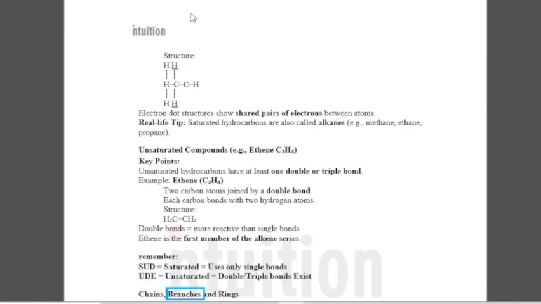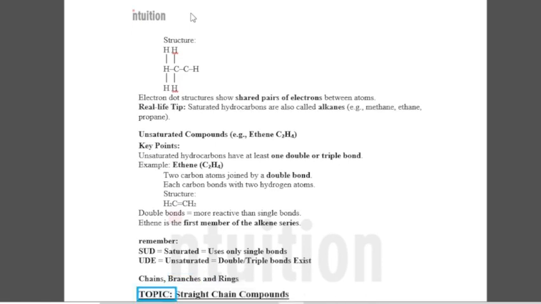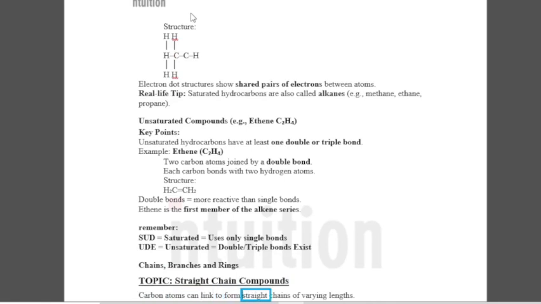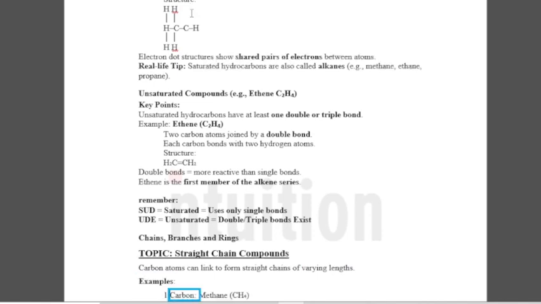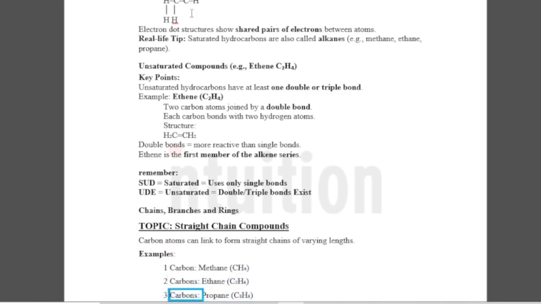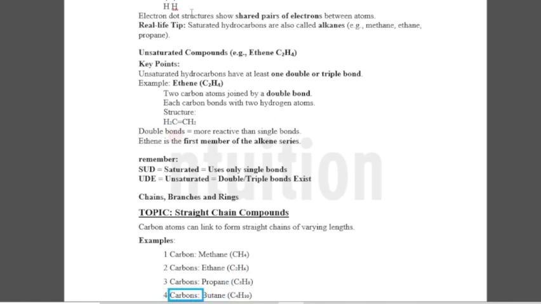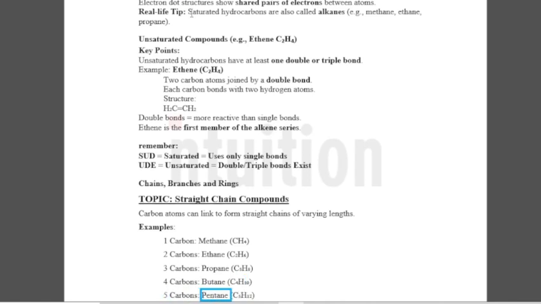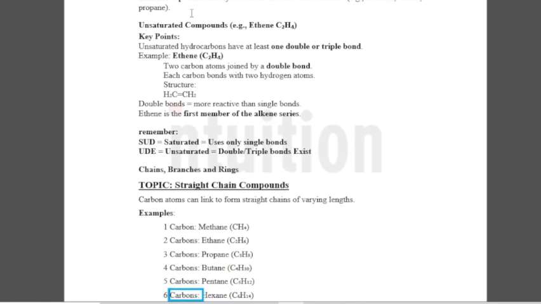Chains, branches and rings. Topic: straight chain compounds. Carbon atoms can link to form straight chains of varying lengths. Examples: 1 carbon, methane, CH4; 2 carbons, ethane, C2H6; 3 carbons, propane, C3H8; 4 carbons, butane, C4H10; 5 carbons, pentane, C5H12; 6 carbons, hexane, C6H14.